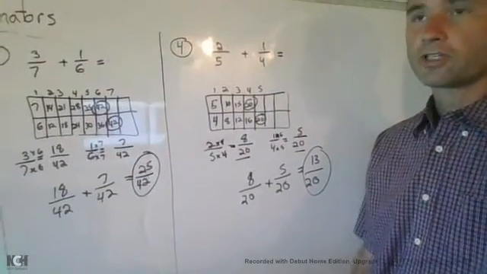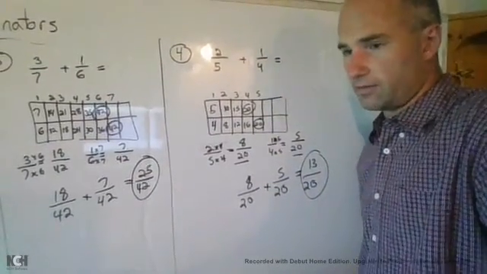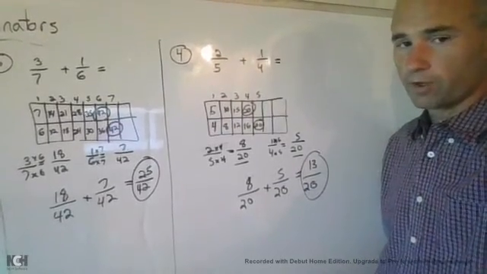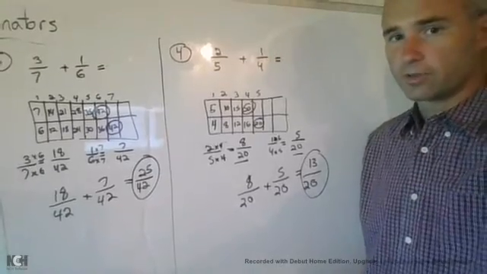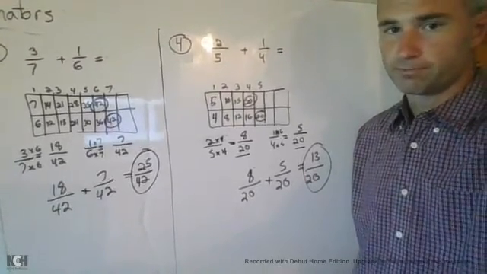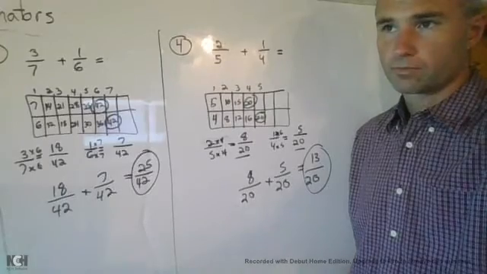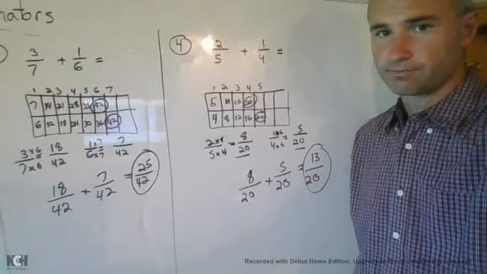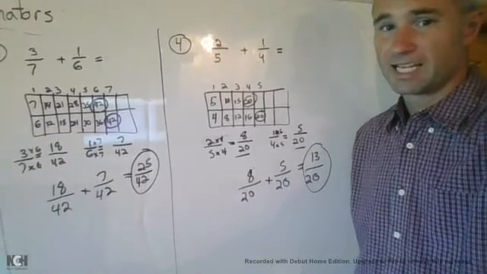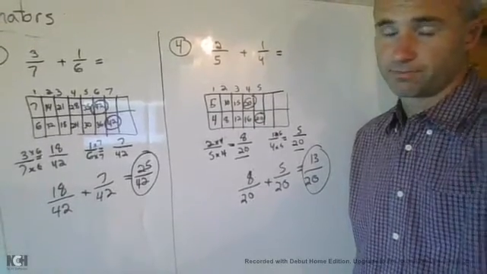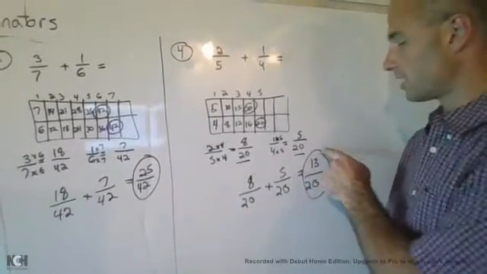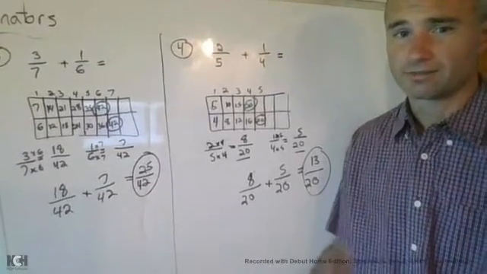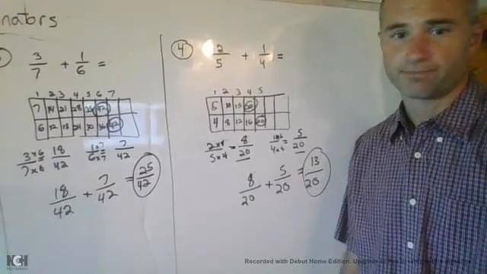Okay. 13/20. Can that be simplified? Can 2 go into both numbers? No. So I don't have to worry about 4, 6, and 8 then. Can 3 go into both numbers? No. Can 5? No. Can 7? No. Can 9? No. So I'm done. Remember, 13 is actually a prime number, so that should give you a hint right away that nothing can go into it.